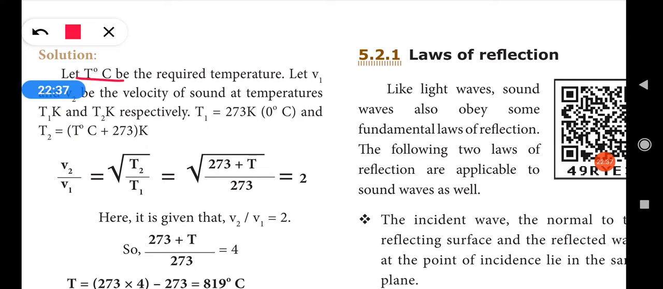So let T degree Celsius be the required temperature to be calculated, and let V1 and V2 be the velocities of sound at temperature T1 Kelvin and T2 Kelvin. So we have two different temperatures. At T1 Kelvin the velocity is V1, and at T2 Kelvin the velocity of the sound is V2.